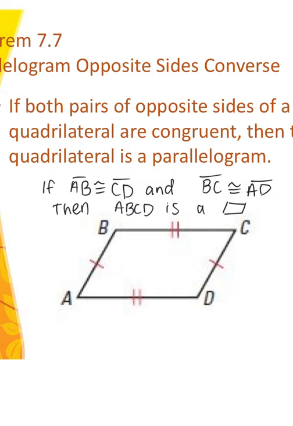This is the converse, right? The converse says if we have two pairs of opposite sides that are congruent, then we know it's a parallelogram. The regular theorem says if it's a parallelogram, then opposite sides are congruent. They're different. One if is if it's a parallelogram, and the other if is the two sets of congruent sides. The if and the then change. That's why it's the converse. Okay, moving on.